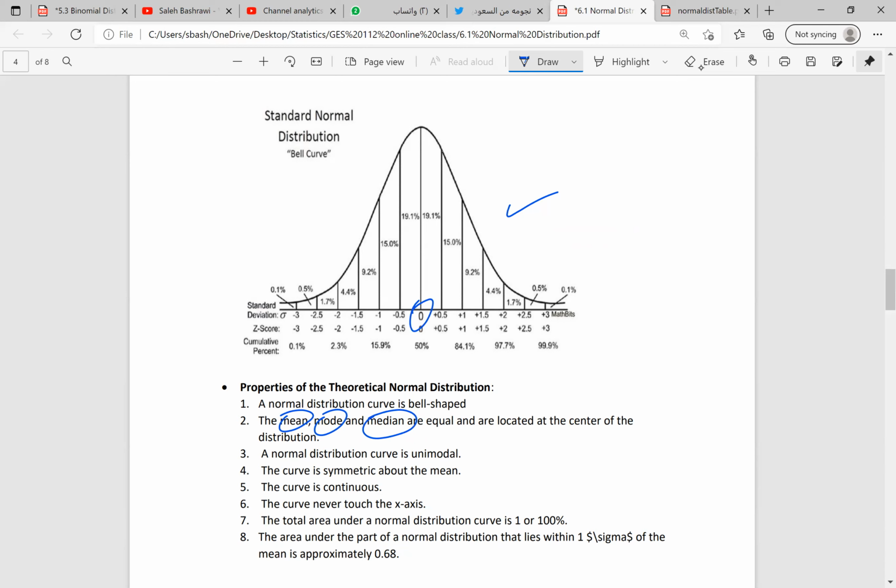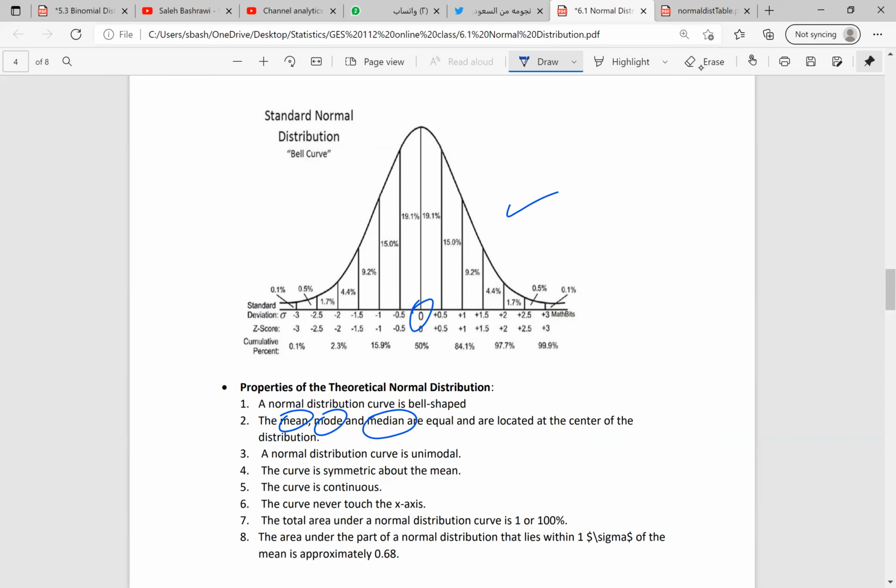A normal distribution curve is unimodal. It has only one mode. We say that the mode is the value with the highest frequency. For the normal distribution, only one value has the highest frequency. Because we know that some distributions are bimodal or trimodal, where two or three values have the highest frequency. But for the normal, only one value has the highest frequency.